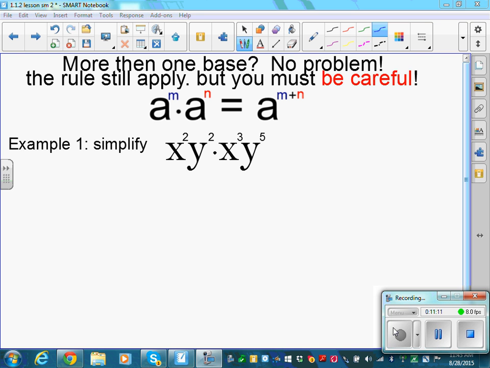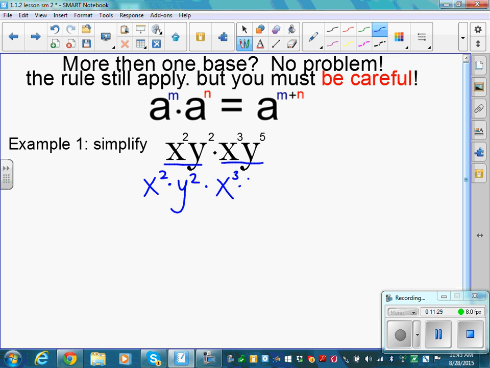So looking at this example here, we have x squared y squared times x cubed y to the fifth. First thing you need to realize is that x squared y squared is not connected. That's just the same thing as x squared times y squared. And then we have x cubed y to the fifth. Well, that's not connected either. That's just the same thing as x to the third times y to the fifth. And now we know that we can reorder this in any order, so I'm going to put everything that's alike by each other. So I'm going to reorder it as x squared times x to the third times y squared times y to the fifth. I just reordered it, same exact thing, different order.